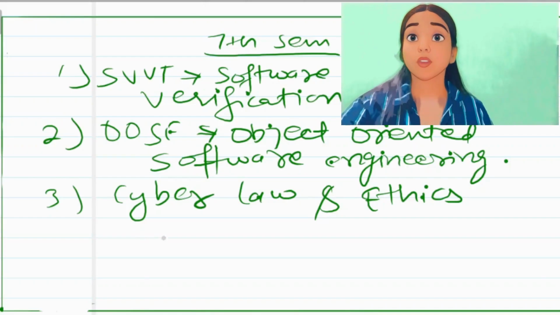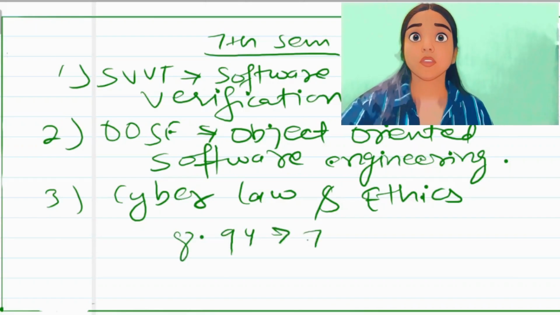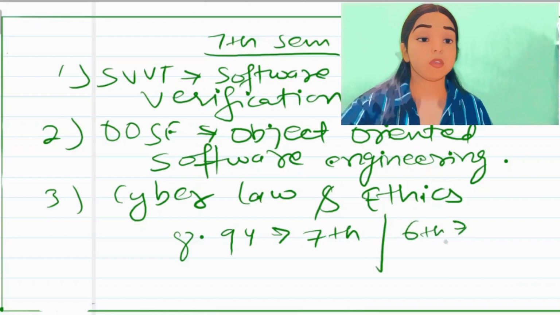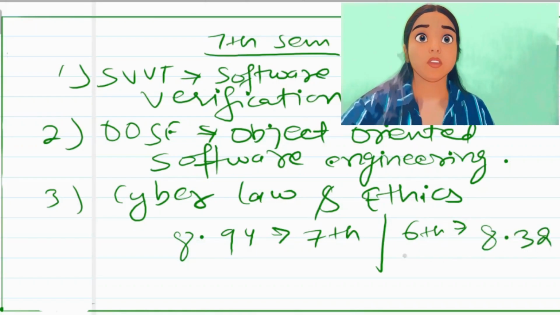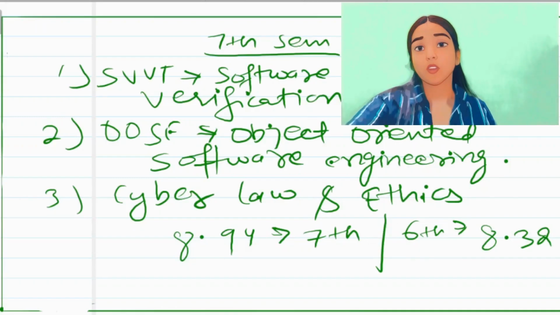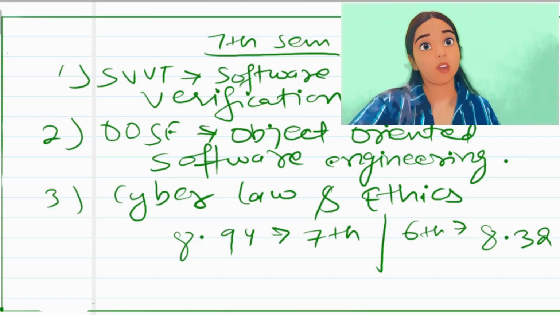And yes, one important thing is that my SGPA in seventh semester was 8.94, and in sixth it was, I think, near about 8.32. Okay, so yeah, now let's continue to our last and eighth semester of BTech Computer Science.